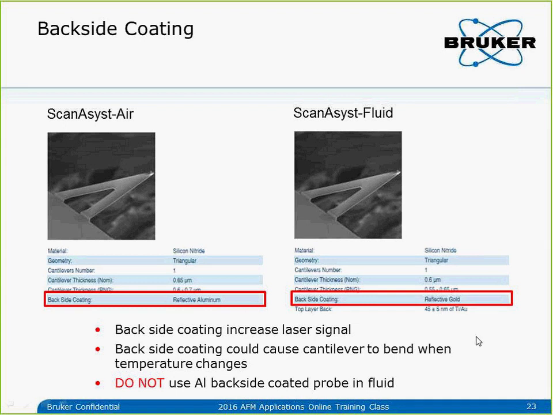Gold is more inert, and you can see this on our probe website. Look at the cantilevers designed for fluid imaging: all of them are coated with gold, not aluminum. So next time, if you try to use a probe designed for air, with an aluminum backside coating, in fluid, you might need to reconsider and choose a different cantilever, a similar cantilever but with gold coating.